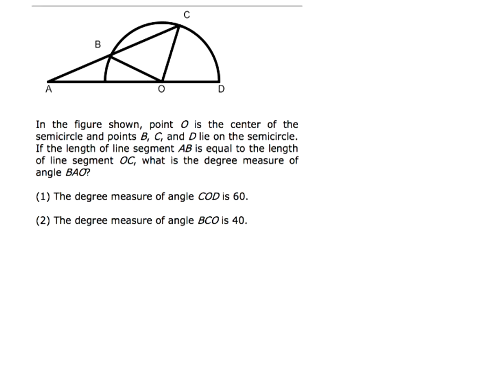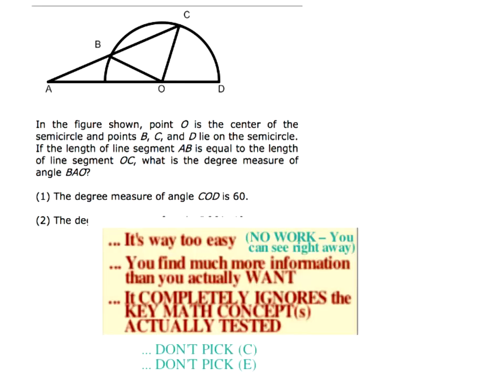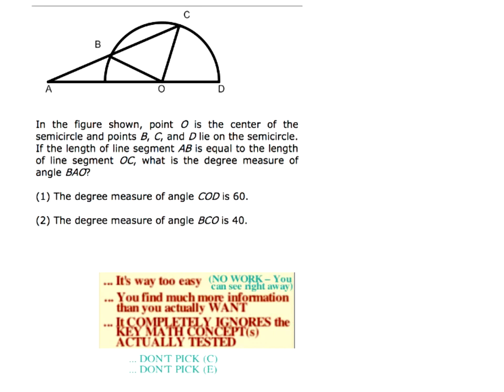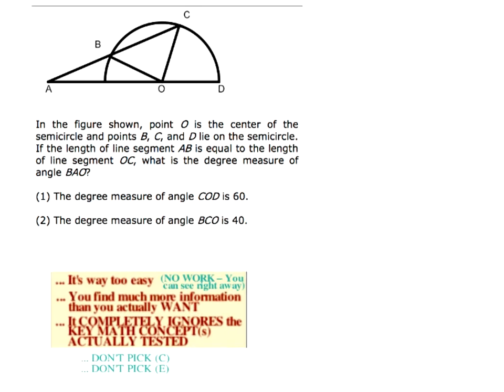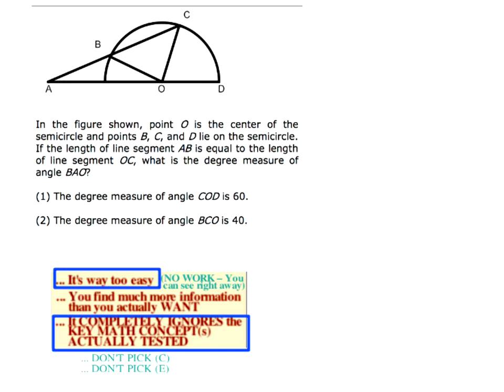Let's talk about the trap answer first. Here, the problem is way too easy if you pick C, if you find more information than you want, and if it completely ignores the math concepts that are tested. These two things are the most important, the first of these and the last. Let's talk about what happens if you pick C.